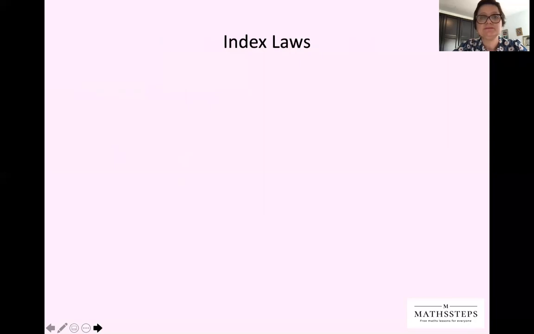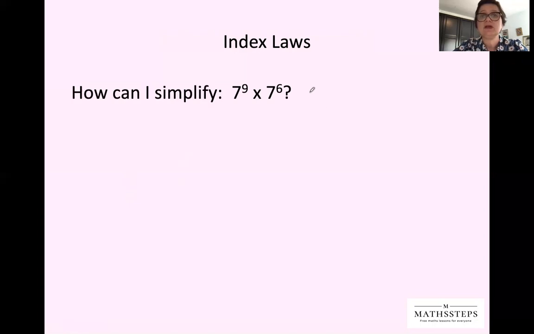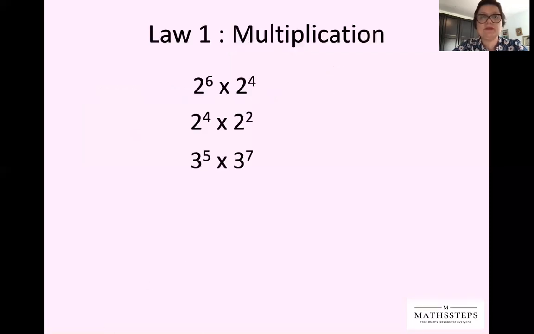Right, next question. 7 to the power of 9 times 7 to the power of 6, exactly the same way. So you can do this straight away. The answer to this one is going to be 7 to the power of 9 plus 6, 7 to the power of 15. Same. First one becomes 2 to the power of 10. The second, 2 to the power of 6, because it's 4 plus 2, okay? And the third one, 3 to the power of 12, because it's 3 plus 7. So this is the rule when you multiply. There you go. Here are the answers.